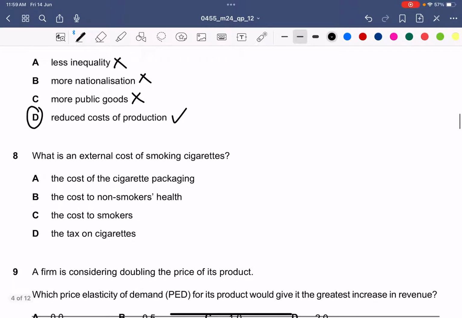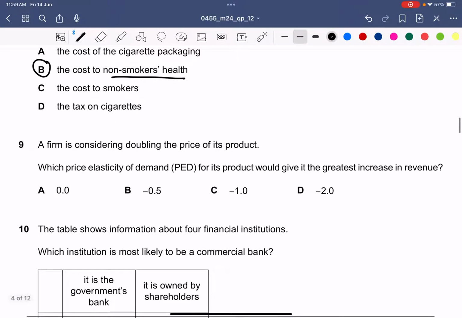Okay, question 8. What's an external cost of smoking cigarettes? So external cost is the negative side effects of the consumption experienced by third party, which is the non-smokers in this case. Yeah, so this is the answer. Question 9. A firm is considering doubling the price of its product. Which price elasticity of demand, PED, for its product would give it the greatest increase in revenue?